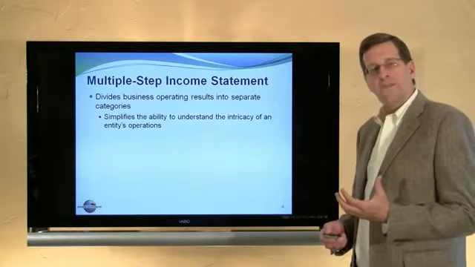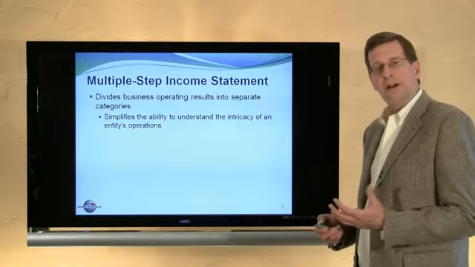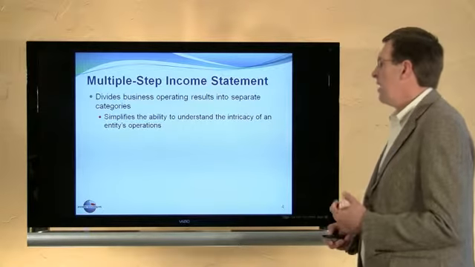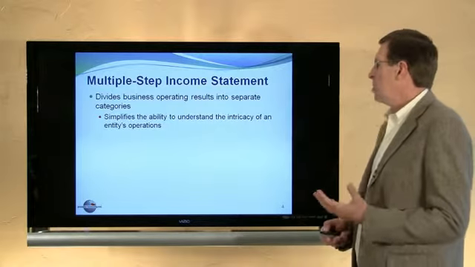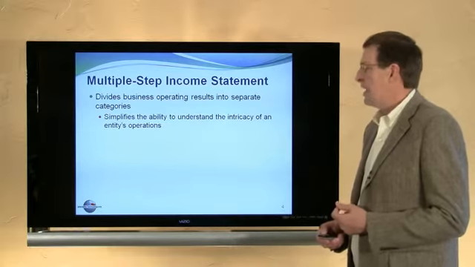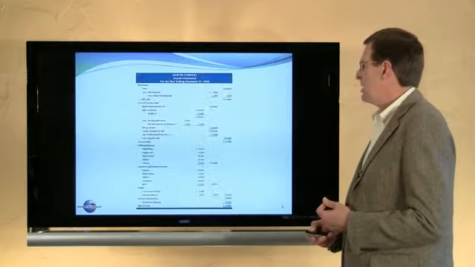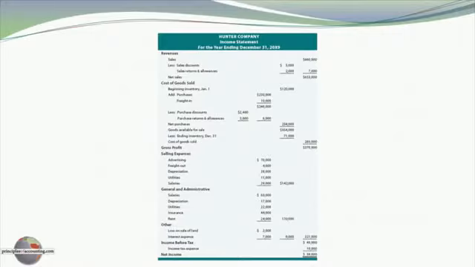This gives rise oftentimes to a presentation that we simply call a multiple step income statement, where we divide business operating results into separate categories. Presumably this simplifies the ability to understand the intricacies of a business's operations. So here's an example for Hunter Company of a multiple step income statement.